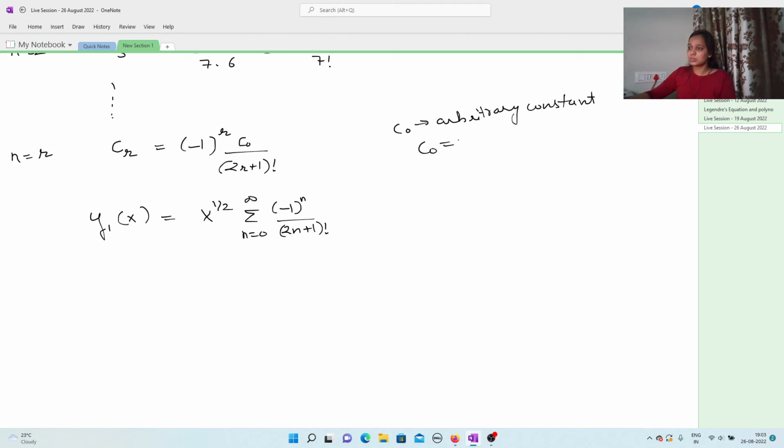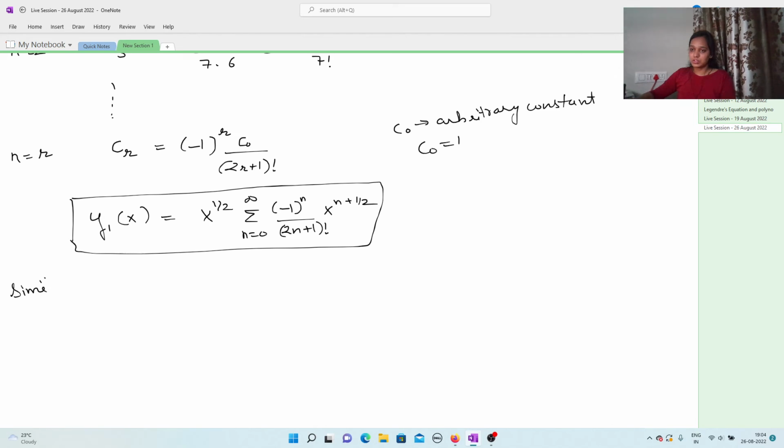So let's take C0 as 1. So this is x to the power 1 by 2, summation n equals 0 to infinity, minus 1 to the power n over 2n plus 1 factorial. C0 we have chosen is 1, and we have x to the power n plus k, where k is 1 by 2. So this is the first series solution. Now we have to find the other series solution. So similarly, we have to solve for the other value of k, which is 0.